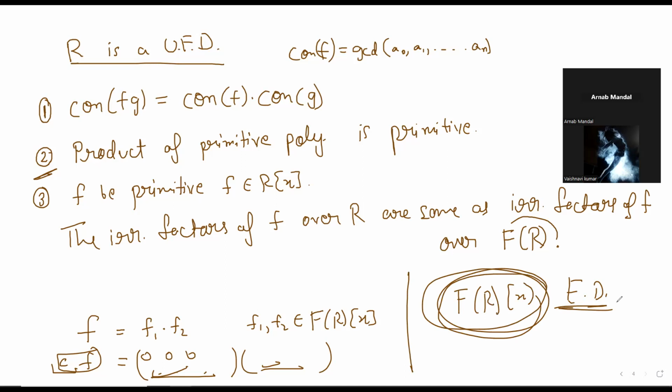So that's the UFD, and because of Gauss lemma, you show that the irreducible factors are the same. So in particular, they will be unique because here they are unique. So I think this is the content of the Gauss lemma, right? This seems like a summary.